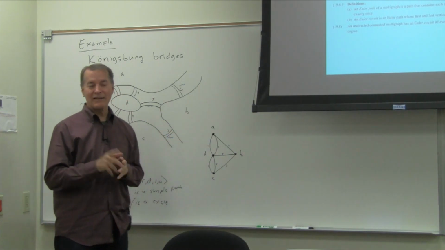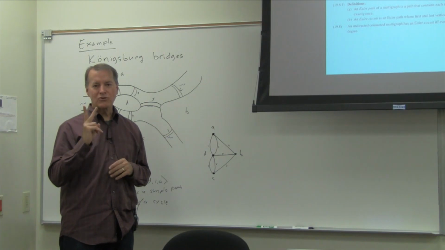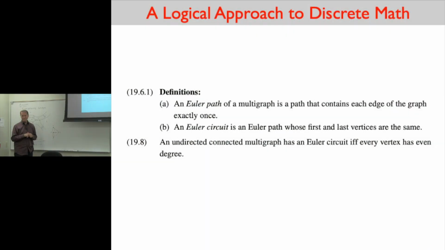Suppose that you had a graph that had two vertices with odd degree. That would just be one line. My question is, would there be an Euler path? Not an Euler circuit, because first and last would be the same. That's why I said, would there be an Euler path? Yes.